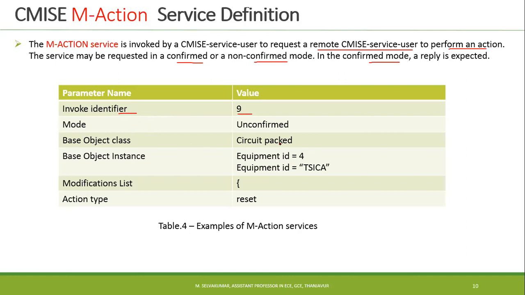Mode unconfirmed, object class circuit pack, base object is equipment ID 4, equipment ID TSIC. Modification list, action type reset. So the action type only changes here. The action type, you have to reset the information. So any action has to be made on the remote systems. By using this CMISE action service, you have to make the changes, right?